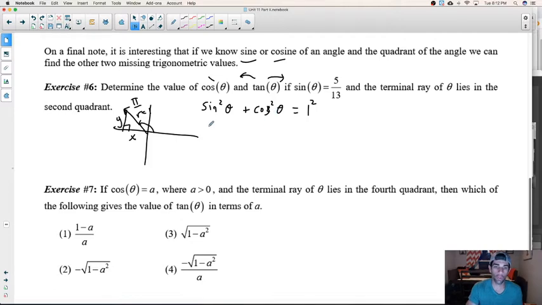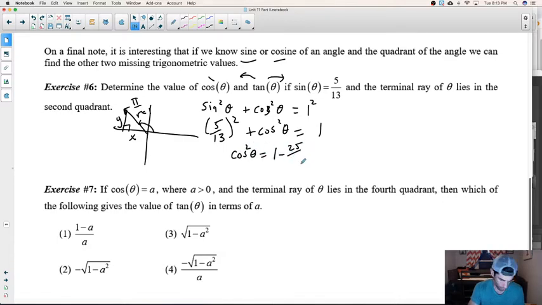Now they already told me that sine theta was 5 over 13, so it's 5 over 13 squared plus cosine squared theta equals 1. I can now move this to the other side, so it's cosine squared theta equals 1 minus 25 over 169. Right? I did 5 squared and 13 squared. That's where I got that from.